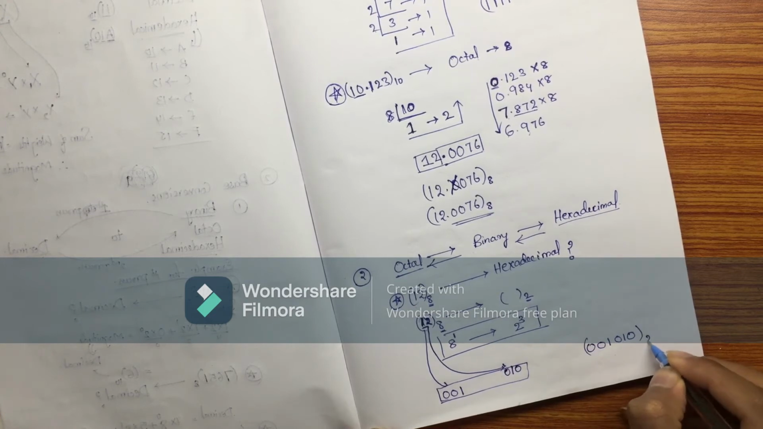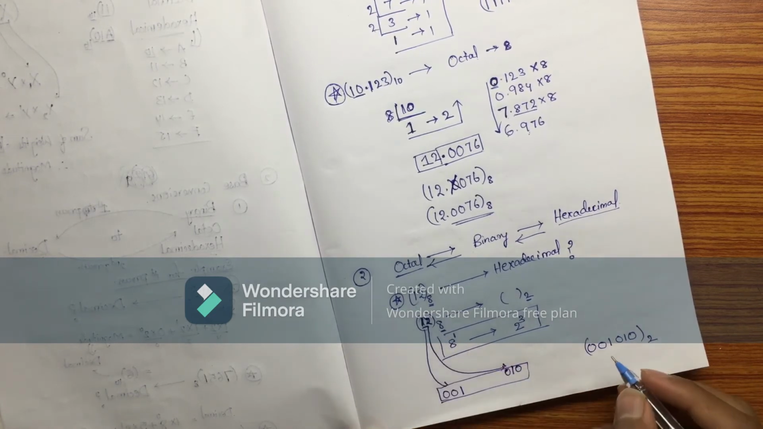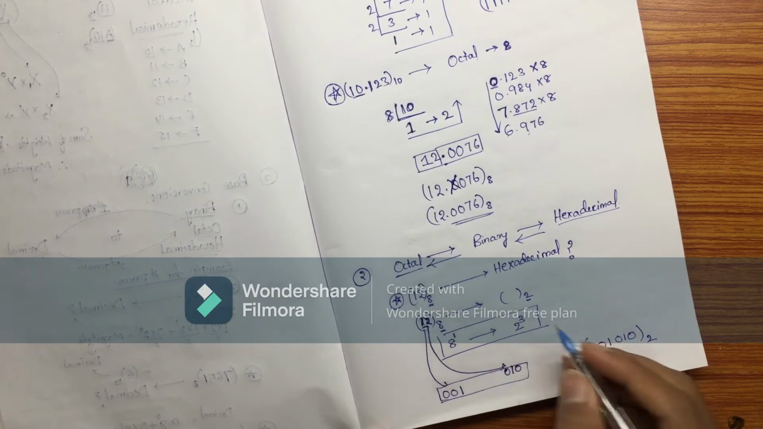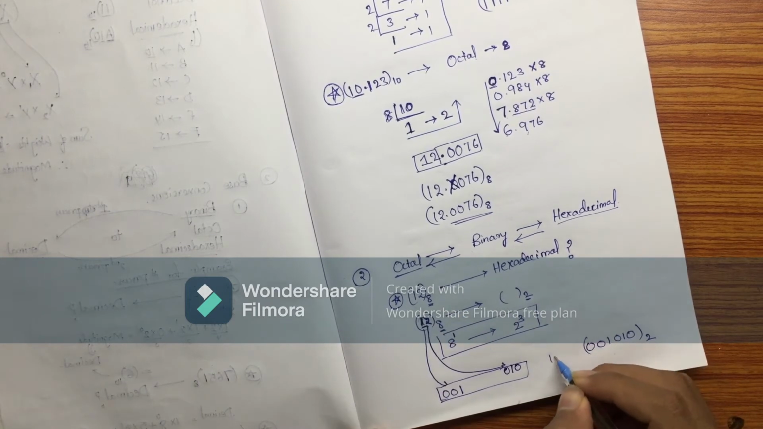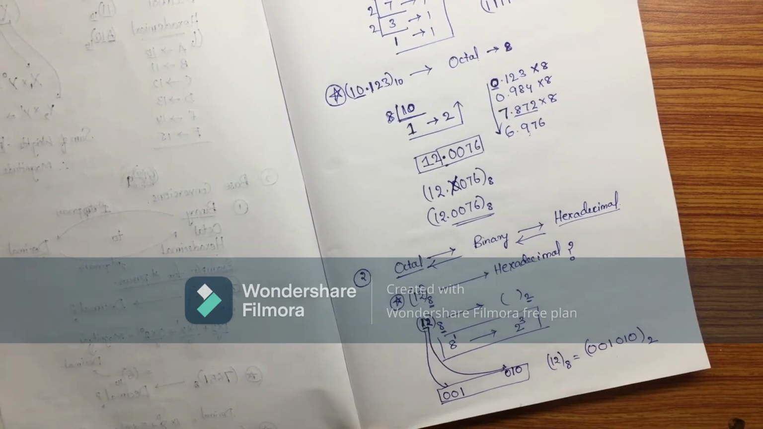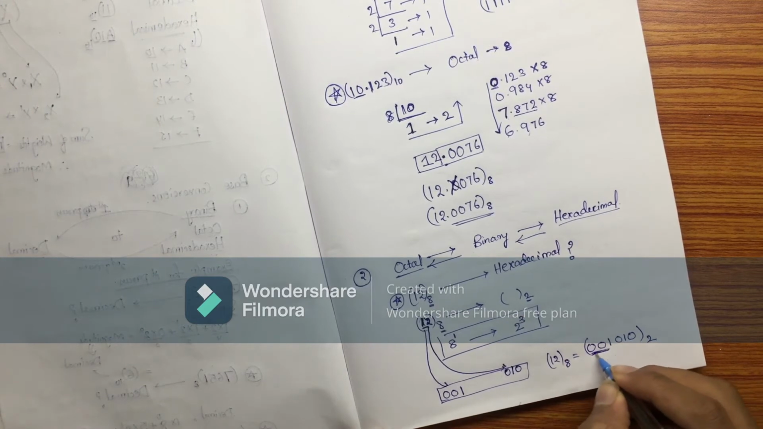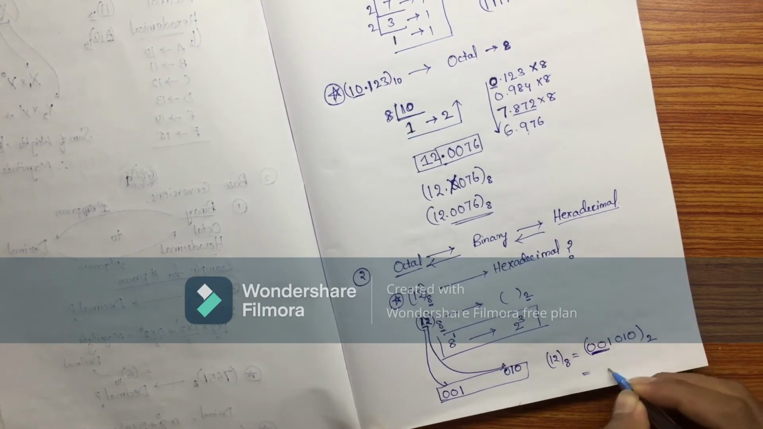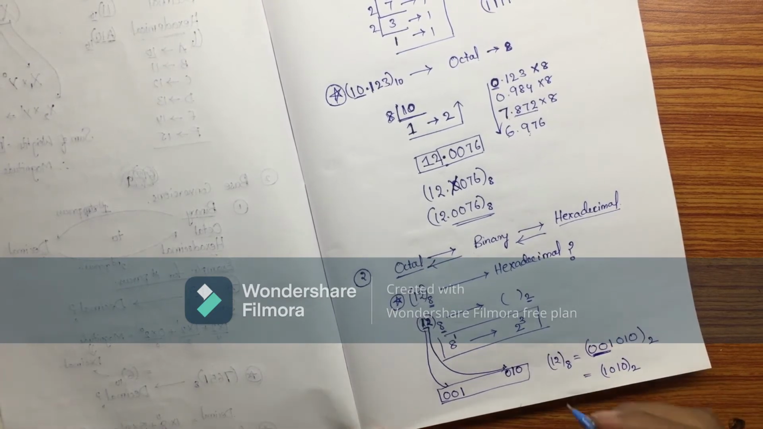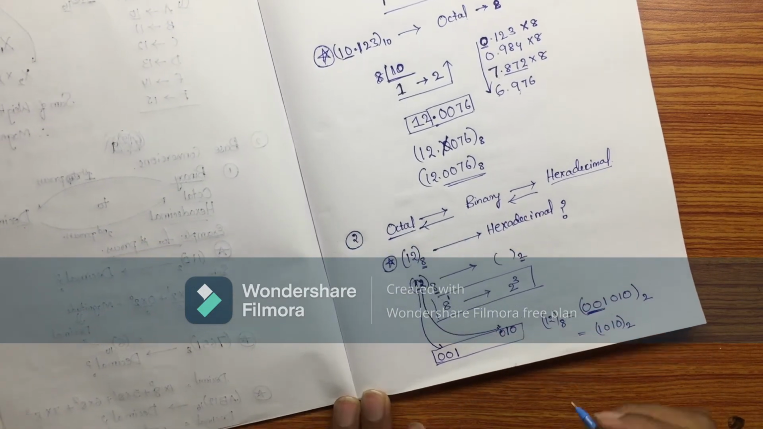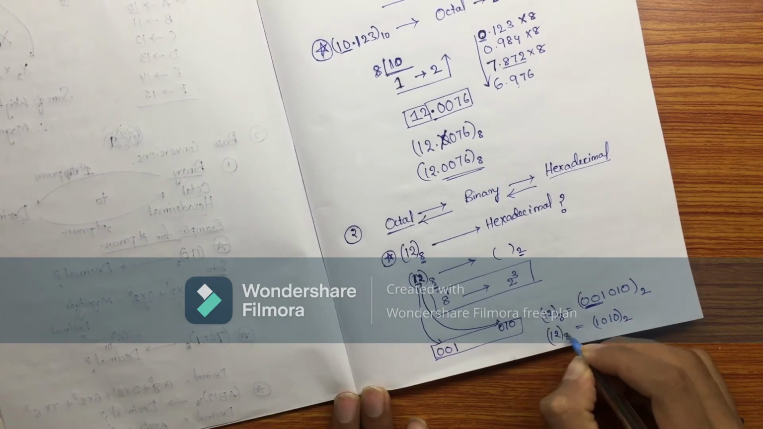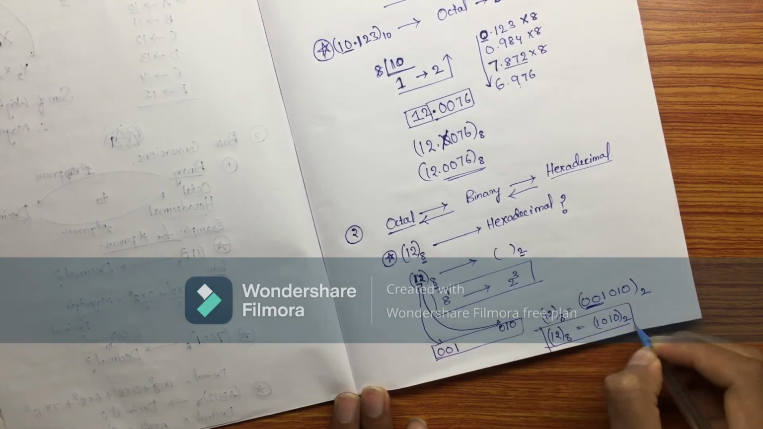This will be the binary equivalent of this thing. But the leading zeros in front we will not consider, so we can simply write this as 1010 base 2. Okay, so in this way we can convert to binary.